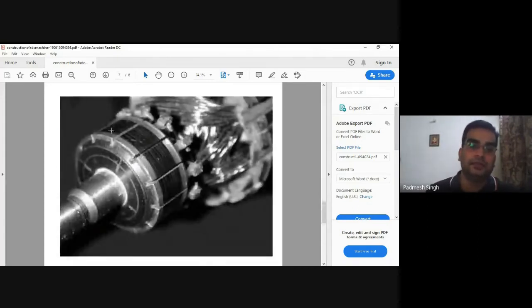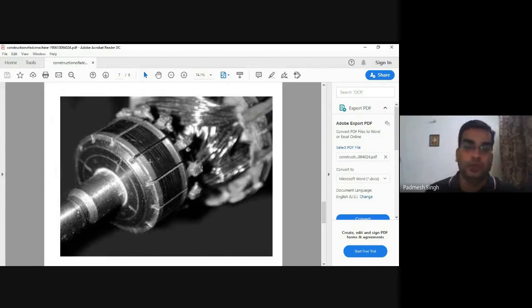Now here is a commutator. The projected portion is the commutator. Now the portion we are seeing, this black portion, is where brushes are in contact, so there is a dark portion. Brushes are made of graphite or an allotrope of carbon. These are made of graphite because graphite has lubricating properties. So it reduces friction as well as provides connectivity between the stationary terminal box of the motor and the rotating armature coil.